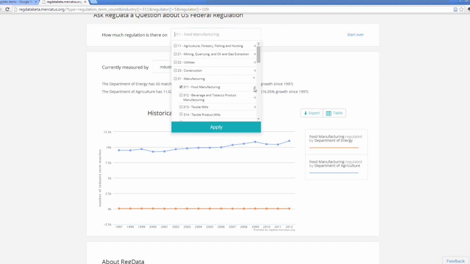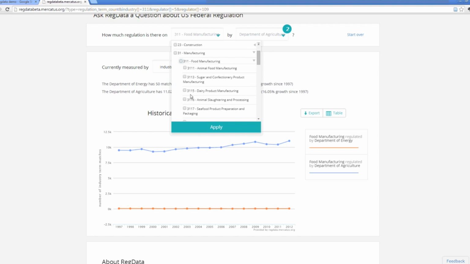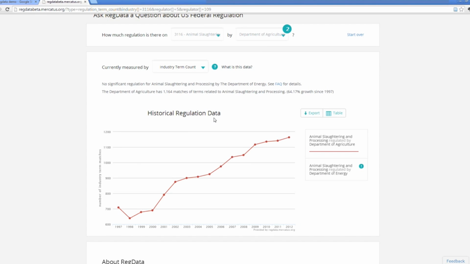We can go further, go down to a 4-digit industry. So now I've unselected food manufacturing, and I'm going to select animal slaughtering and processing, which is pretty specific now. And you see there's only one line. That's because the Department of Energy doesn't mention these search terms at all, or not significant enough to warrant showing up on the graph. On the other hand, Department of Agriculture starts at 709, and then it's growing, and by the year 2012, we're at 1164. Animal slaughtering and processing related search terms.